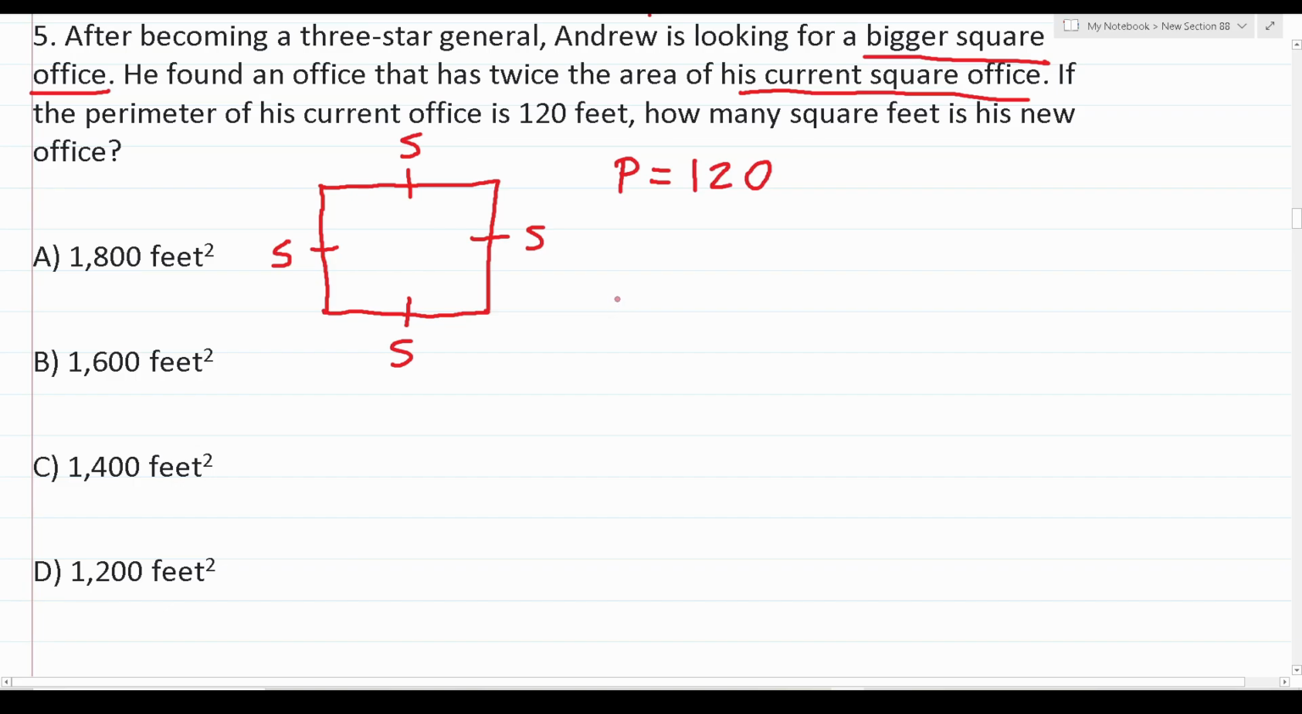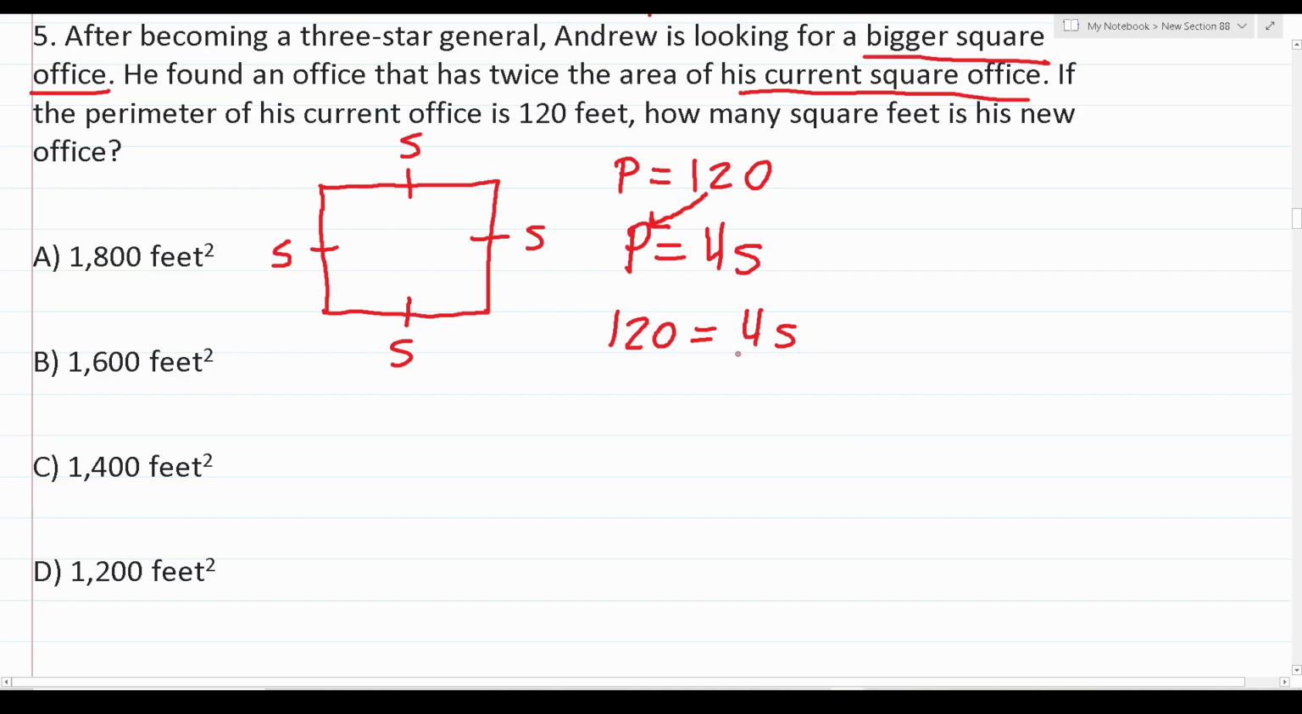The question here is, how do we find the area of his current office given its perimeter? Because once we find that area, we'll double it to find the area of his new office. So how are we going to do that? Well, you should know that to find the perimeter of a square, you do perimeter equals 4s. That is, you add up all the sides of a square. We know what P is. P is 120, so we can go ahead and replace P with 120. So this becomes 120 equals 4s.